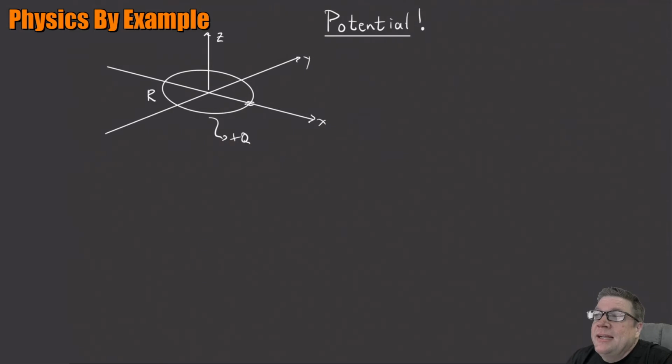Okay, anyway, suppose I have a ring. Let's go back to the ring. It's a ring of charge plus Q, with radius R, sitting in the XY plane. And I want to know the potential at some point up here on the z-axis. So it's almost the same thing. The potential from a point charge is KQ over R. But we're dividing this thing up into lots of little tiny dQs, little tiny segments. And so we have to add up all the little potentials made by these dQs.